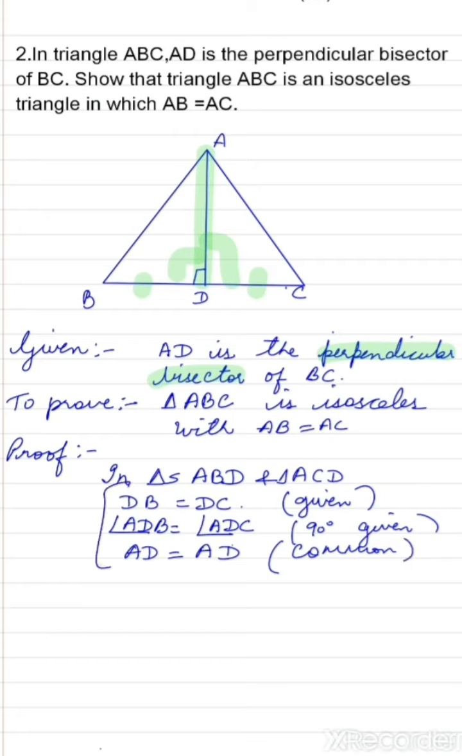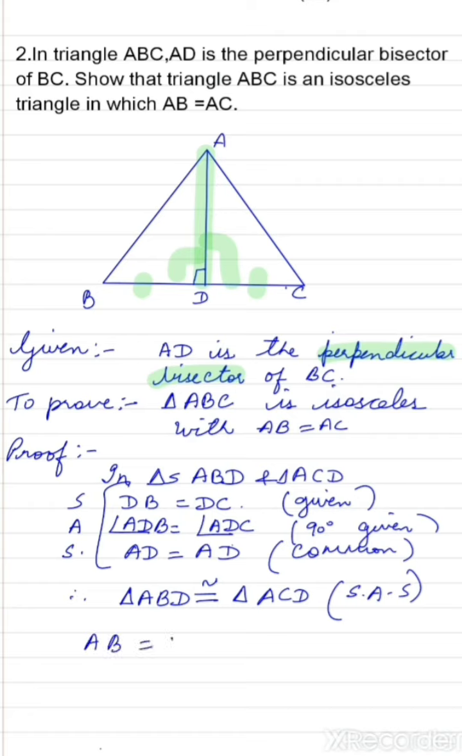Therefore, by SAS, these two triangles are congruent. So I will write triangle ABD is congruent to triangle ACD by SAS, and therefore AB is equal to AC by CPCT. Hence proved.